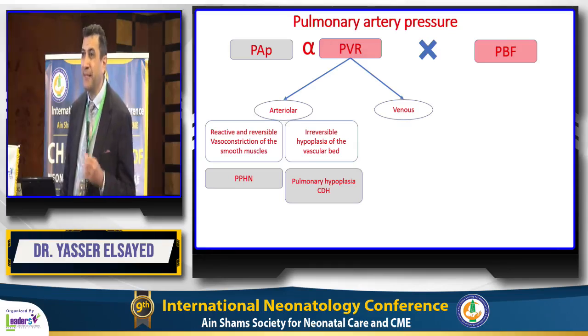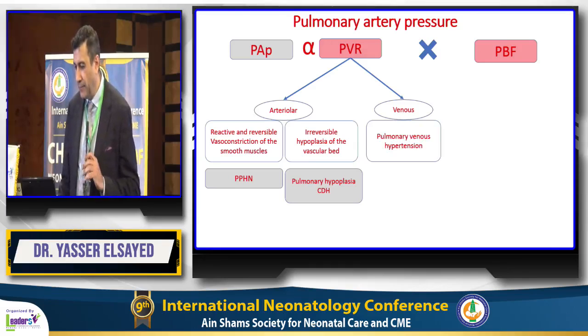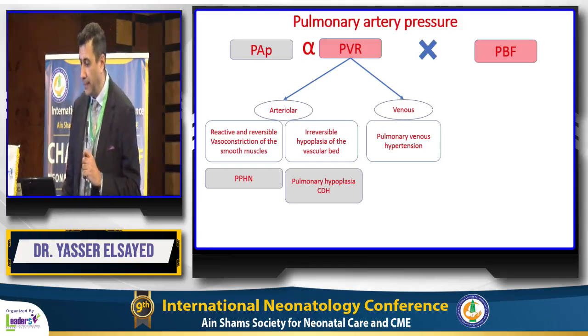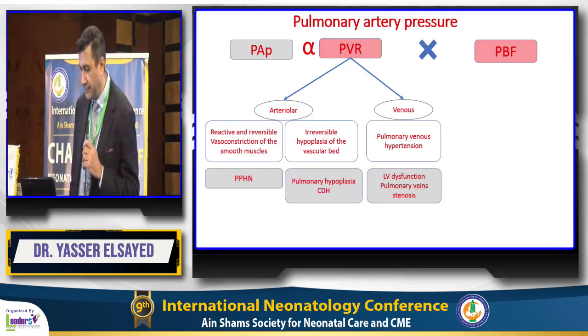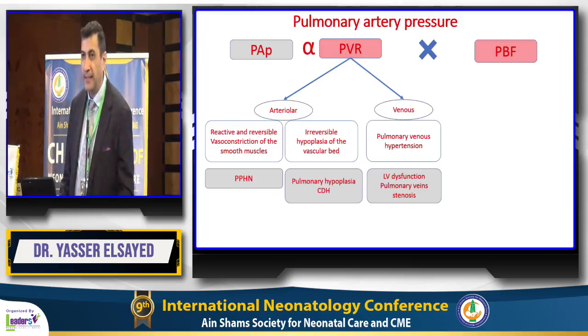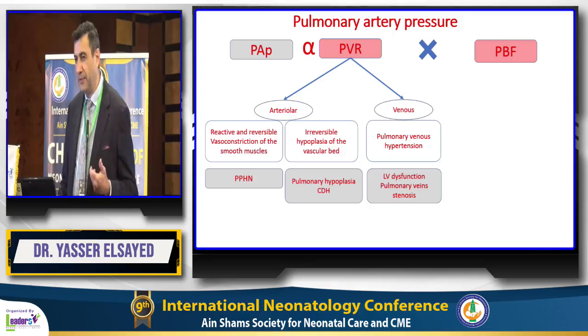And then pulmonary vascular resistance can be venous or venular, with pulmonary venous hypertension being the toughest part, even for the best cardiologist to diagnose and treat, because it might need to be diagnosed by cardiac cath, not by echocardiography. And in this situation, you will see LV dysfunction, left ventricle dysfunction, pulmonary venous stenosis. And LV dysfunction, I will describe, is very important to diagnose, because if you give a pulmonary vasodilator, regardless of the type, sildenafil or nitric oxide, you will worsen the LV dysfunction and circulation. So we need to understand that very well.